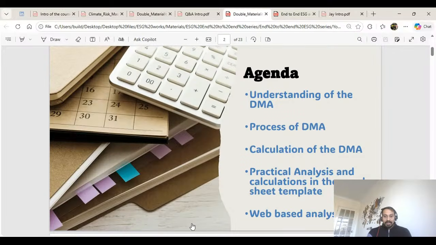The agenda for today is very clear: understanding of the double materiality assessment, the process of the double materiality assessment, then the calculations of the double materiality assessment, how it can be calculated, because it's not only a qualitative assessment; it should be a quantitative assessment as well, and based on that only you can decide your risk. We will see the practical analysis and the calculation in the Excel sheet template, and also the web-based analysis. Nowadays AI is available, so you can also do that web-based analysis. I will also take one session on how you can do the web-based double materiality assessment separately.